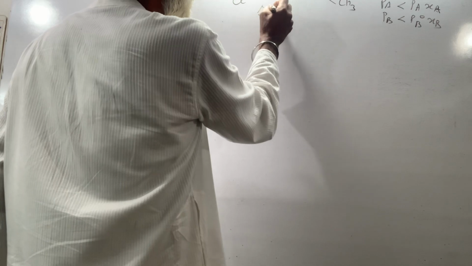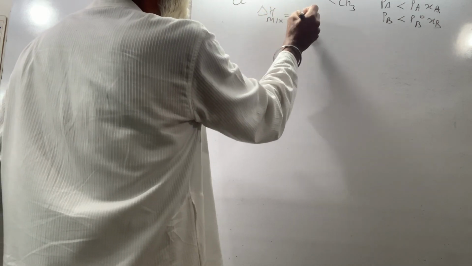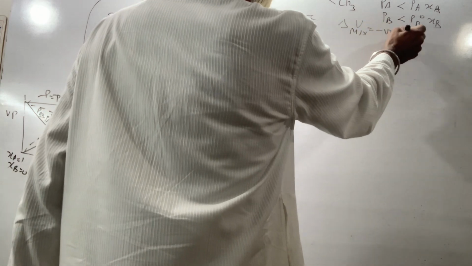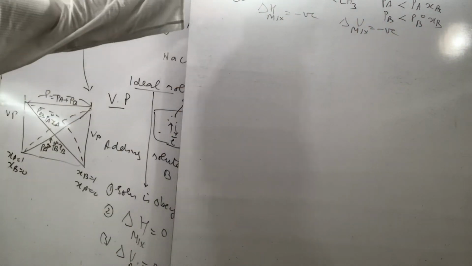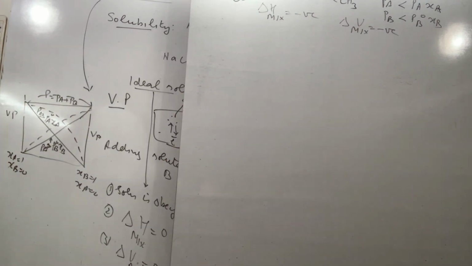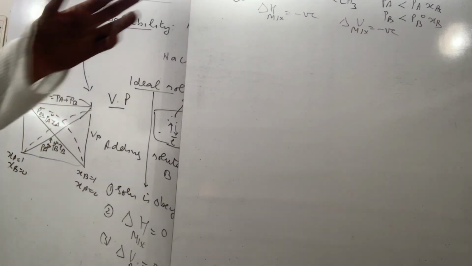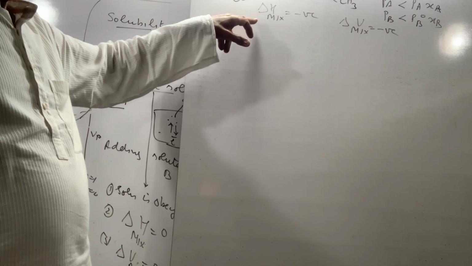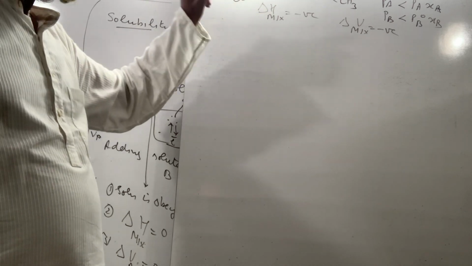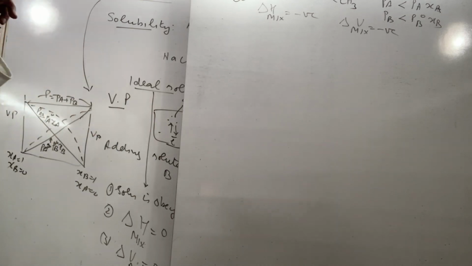Delta H mixing is negative, delta V mixing is negative, because bond formation is taking place, shrinkage is there, so final volume will be smaller than initial volume. Here bonds are formed, so heat is produced. So naturally solubility will be decreasing with rise in temperature as per Le Chatelier's principle as well as the Gibbs-Helmholtz equation.